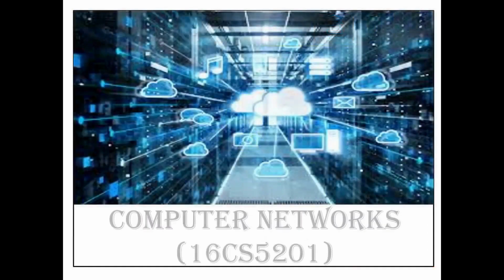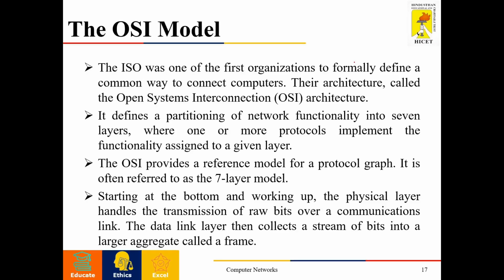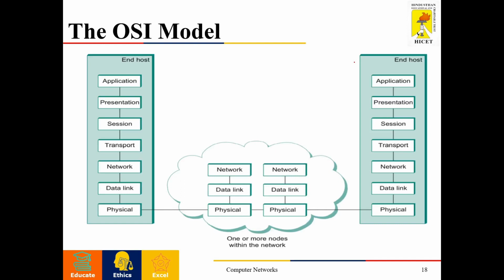In this video, we're going to see the OSI model, Open System Interconnect. This is an architecture which defines a partitioning of network functionality into 7 layers, where one or more protocols implement the functionality assigned to a given layer.